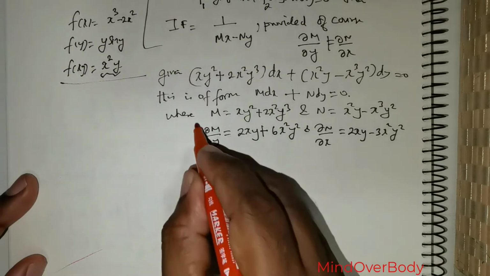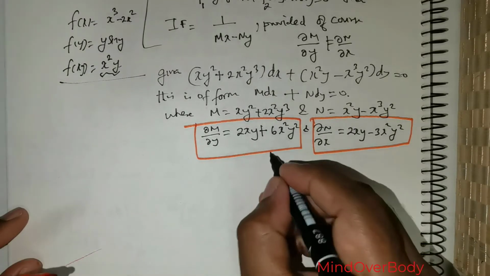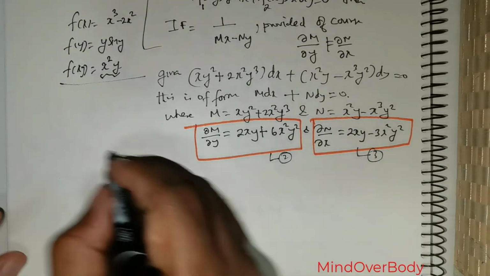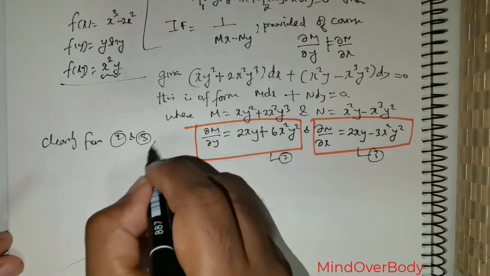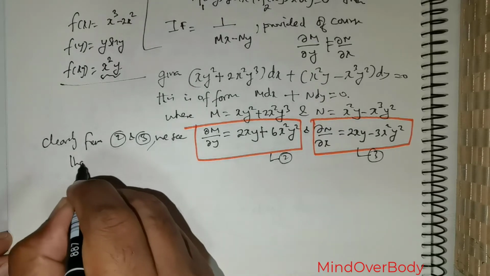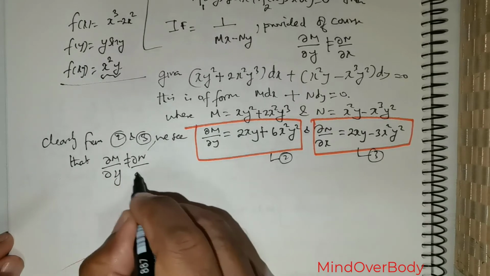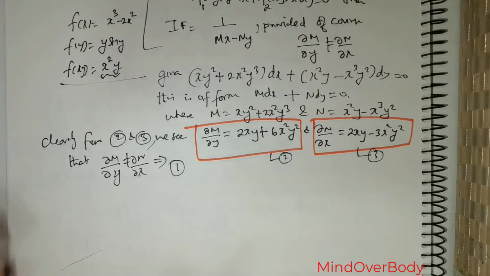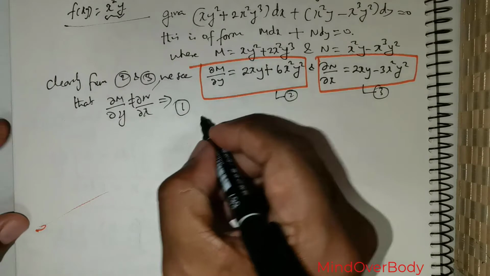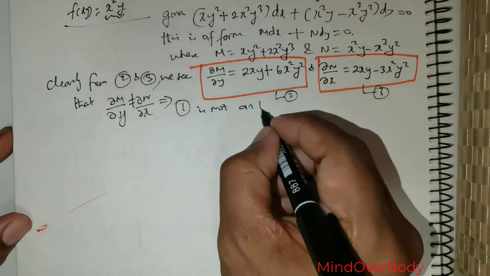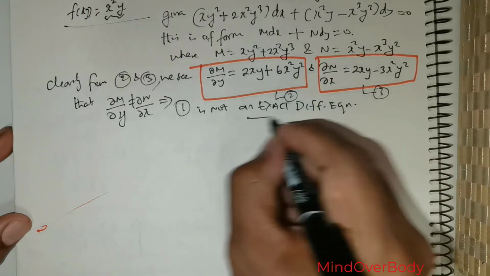Now let me box this so you can clearly see that if I name it as 2 and 3, from 2 and 3 we see that ∂M/∂y is not equal to ∂N/∂x. This would mean that equation 1 is not an exact differential equation. That is the meaning.